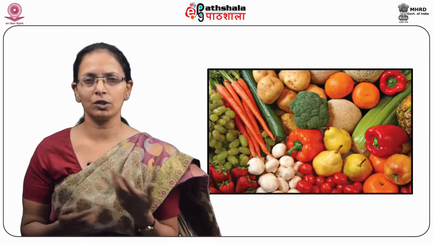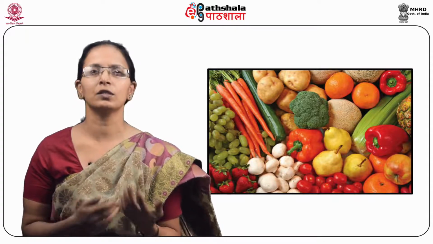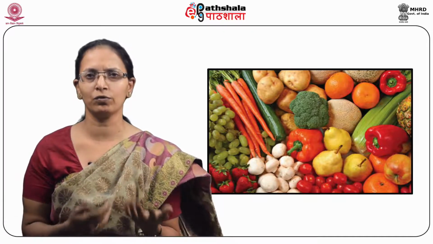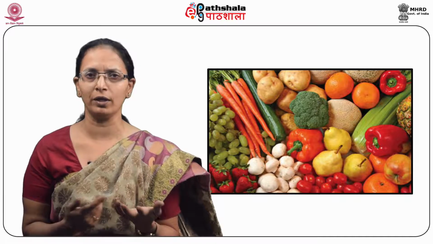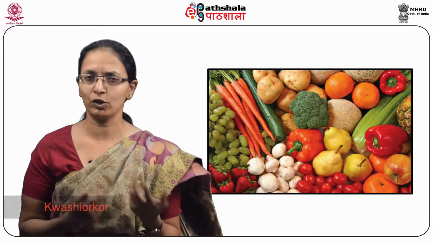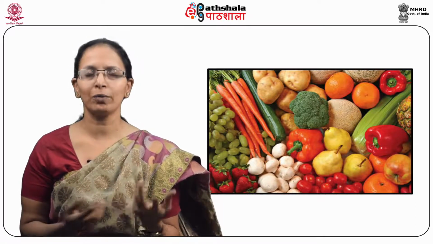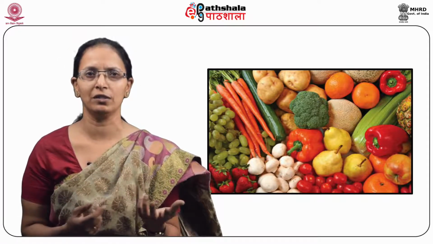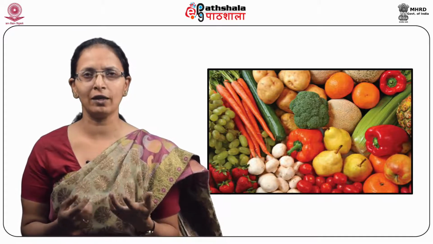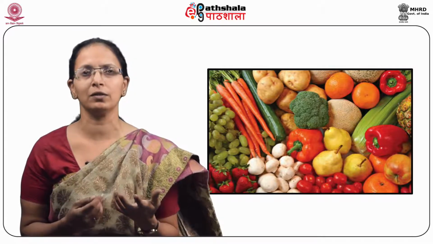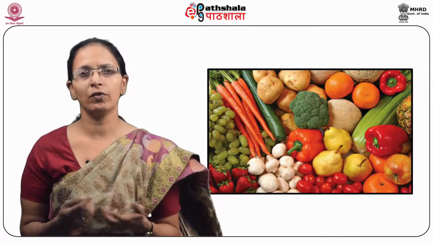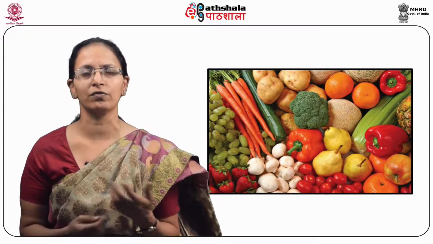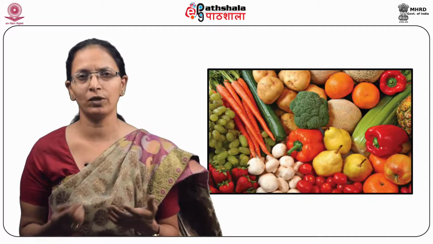Marasmus or kwashiorkor are the most commonly found diseases among infants. Marasmus is basically a stoppage of growth among infants. They stop growing. And kwashiorkor results in the accumulation of fluid in the limbs, face, and different parts of the body of an infant. Malnutrition is globally a very serious problem all over the world. It's influencing children all over the world, especially children from Southeast Asian countries and South African countries. They are maximally influenced by malnutrition.